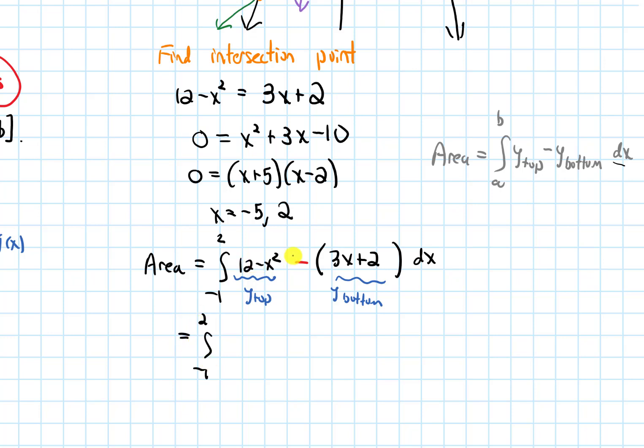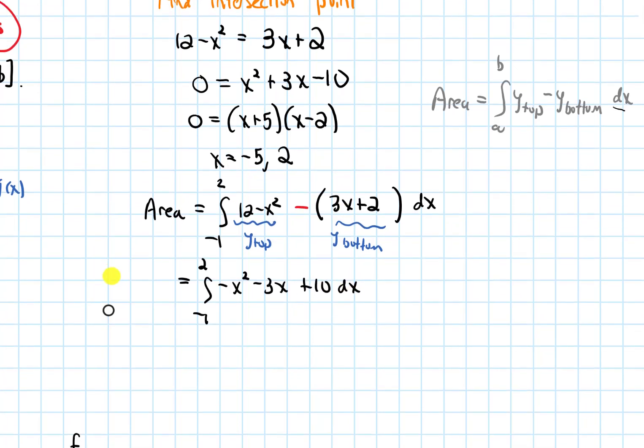If I simplify this, we will end up getting, all right, negative x squared first. Then I'll do the minus 3x. We'll get 12 minus 2, which is plus 10, dx. All right, and now from here, we're ready to do the antiderivative. We'll get negative x to the third over 3 minus 3 halves x squared plus 10x. And then I've got to evaluate this at 2 and -1.